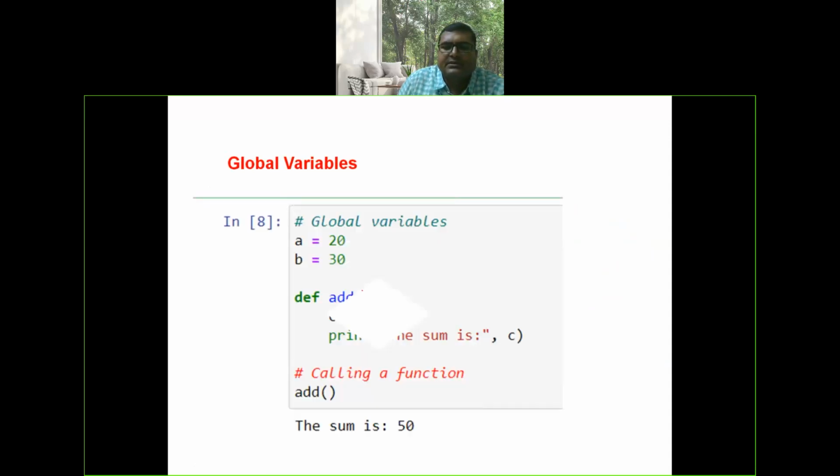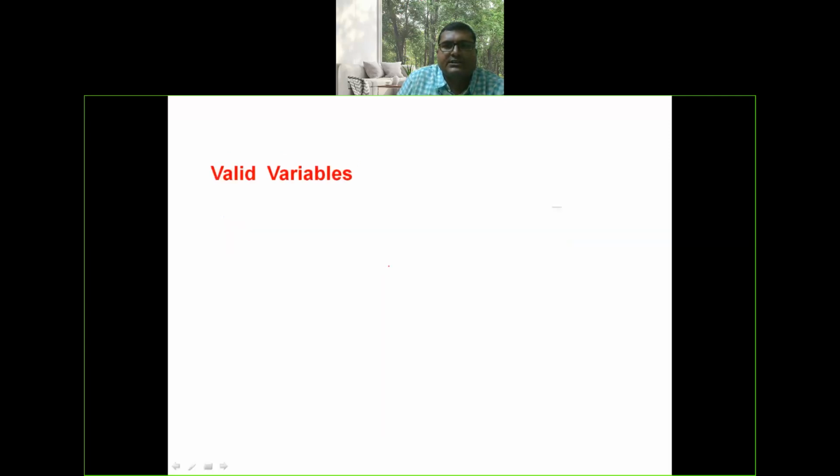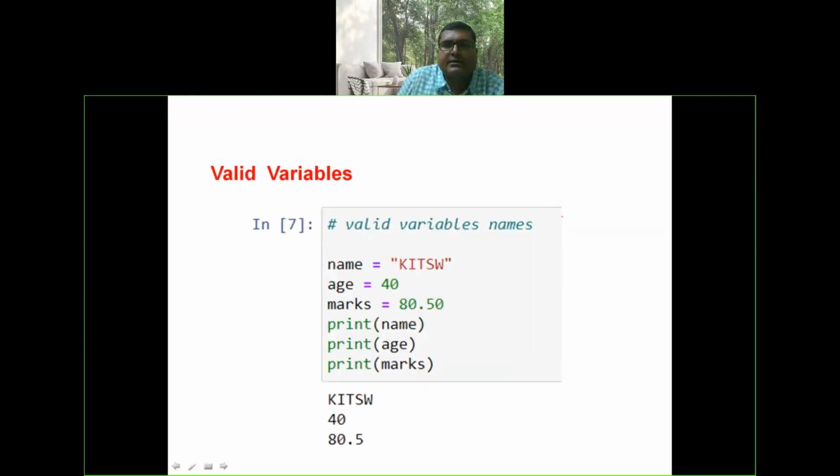Global variables. The variables are defined outside the function. Their scope is throughout the program. Valid variables start with a letter of the English alphabet and can start with an underscore. You can observe name, age, or a underscore 1, b underscore 2. Like that you can define valid variables. And with the help of simple print commands, you can print the values of the variables.